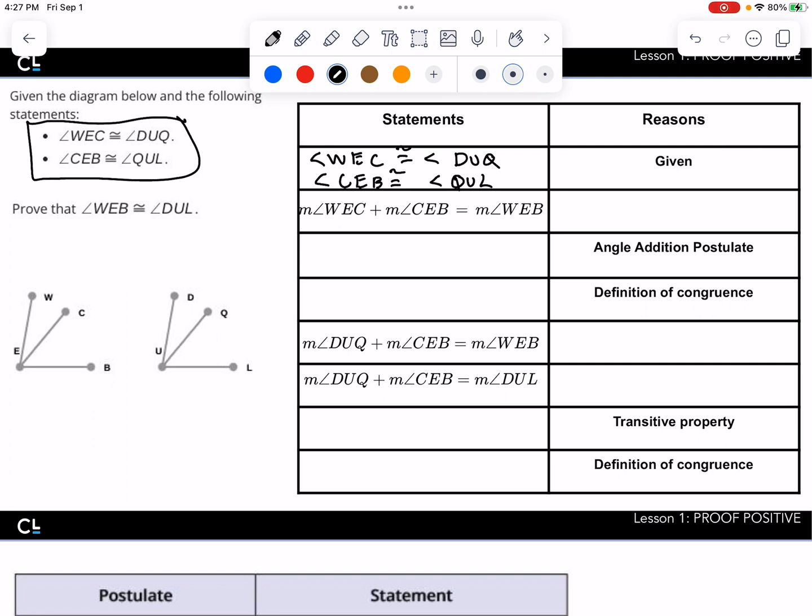Okay, so now let's look at this part. Since it involves W, C, and B, I know I'm going to be looking at this picture. So let's see what it says. I recommend labeling the picture as you read it. So WEC, that's this angle here, and CEB is this angle here. So what I'm saying is if I add up the parts of the angle, WEB is the full angle. So if I add up those two parts, I would get the full angle. The reason is the angle addition postulate. The parts of the angle equal the full.